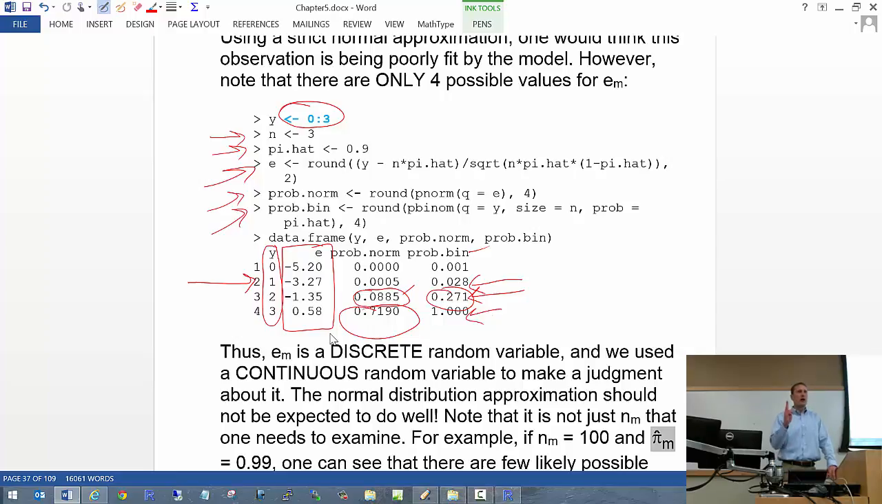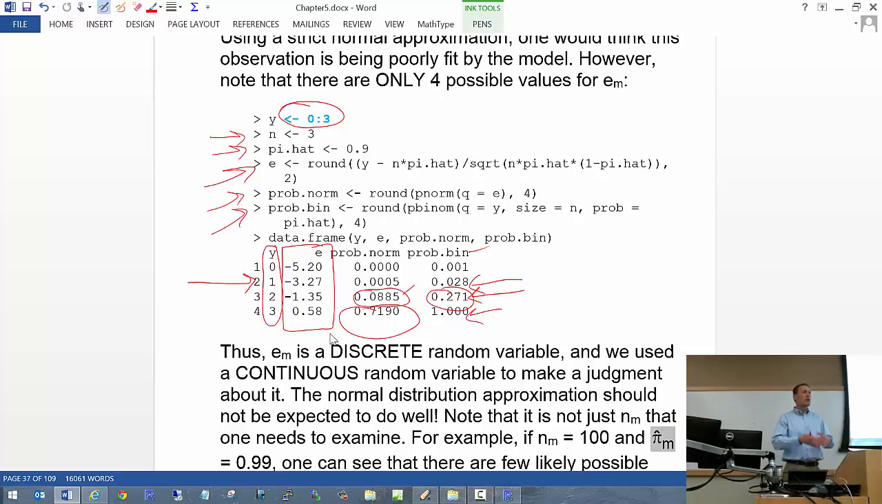If this normal approximation worked well, we would expect the prob.norm column to be just about the same as the prob.bin column. We can see there are quite big differences there. So, due to the discrete nature of our responses here, we cannot always trust a normal distribution approximation.